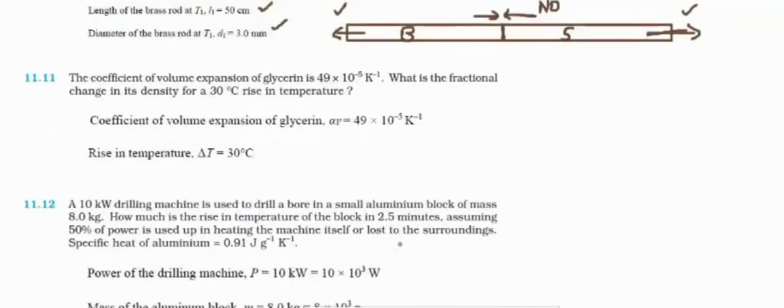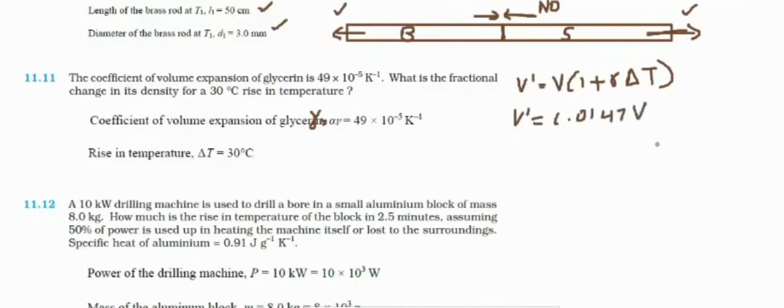Question 11. The coefficient of volume expansion of glycerin, gamma or alpha V, is given. What is the fractional change in density for a 30 degree Celsius rise in temperature? Delta T is 30 degrees Celsius. First of all, we can use the formula V dash is equal to V into 1 plus gamma delta T, or delta V is equal to V gamma delta T. Now substitute the values of gamma and delta T and find the value of V dash. V dash you will get as 1.0147 V, that means V dash in terms of V.